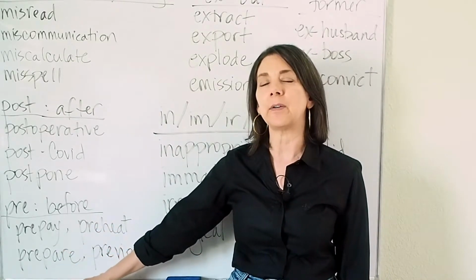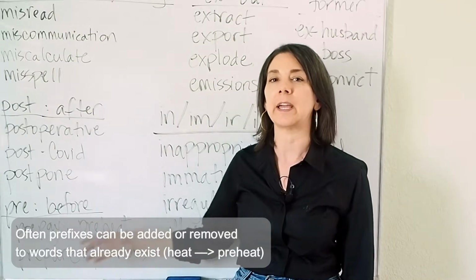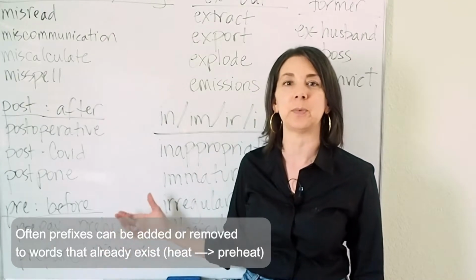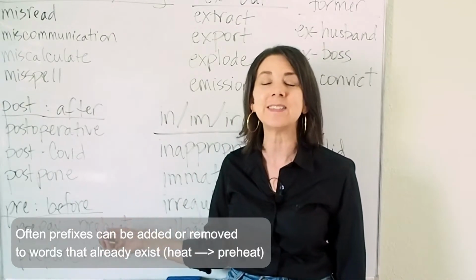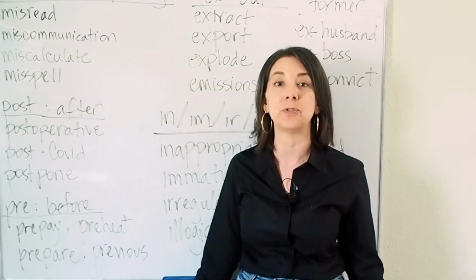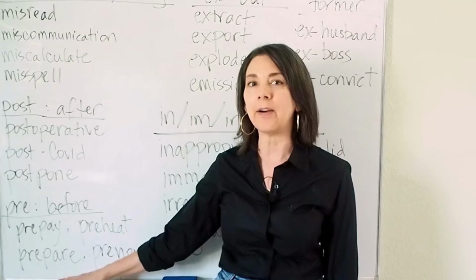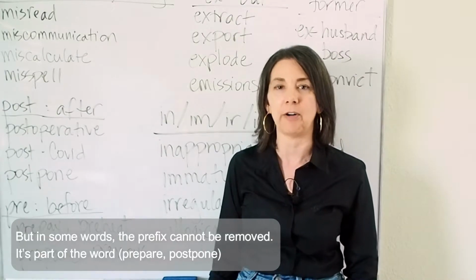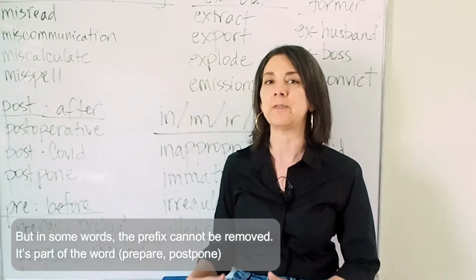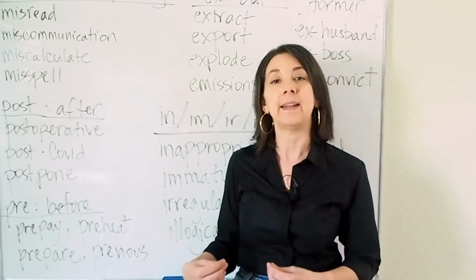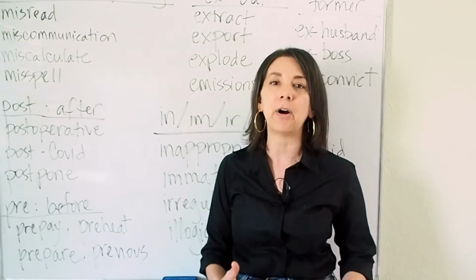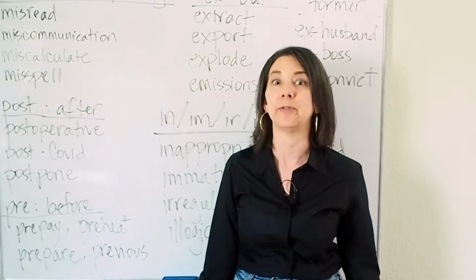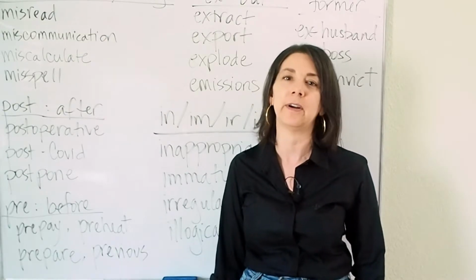So I want to point something out here, which is that some prefixes like preheat, pre, we can take the prefix off and we are left with a word. So for example, preheat, take off pre, and we have the verb to heat. But for prepare, or for example, postpone, we cannot take the prefix off. So just notice that some words, the prefix can be taken off or put on, and in other words, the prefix has become part of the word. So in prepare, you cannot take off pre and have the verb pare. Prepare is part of the word.